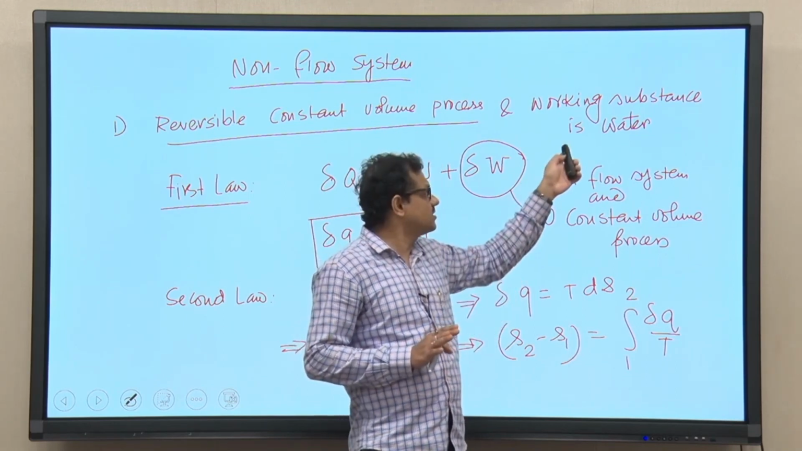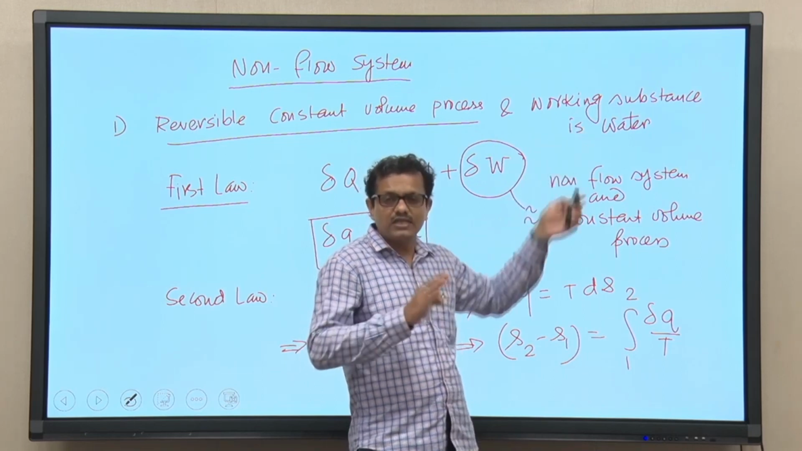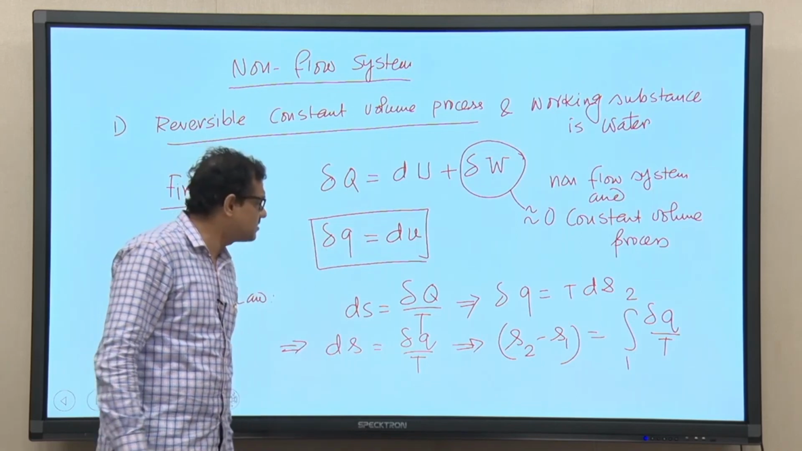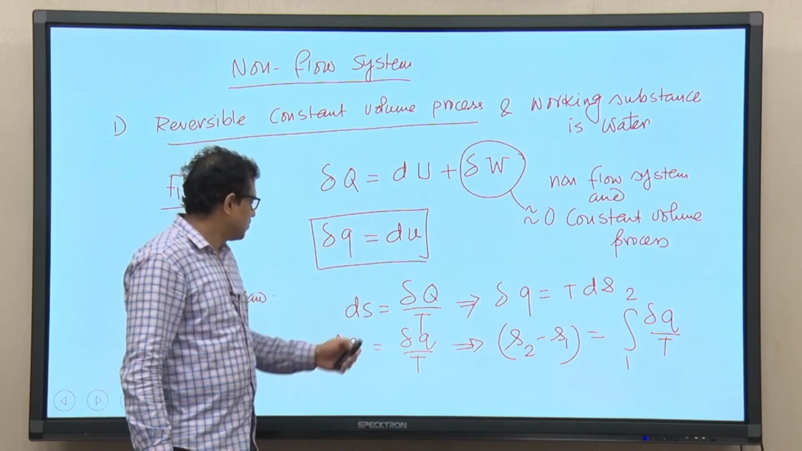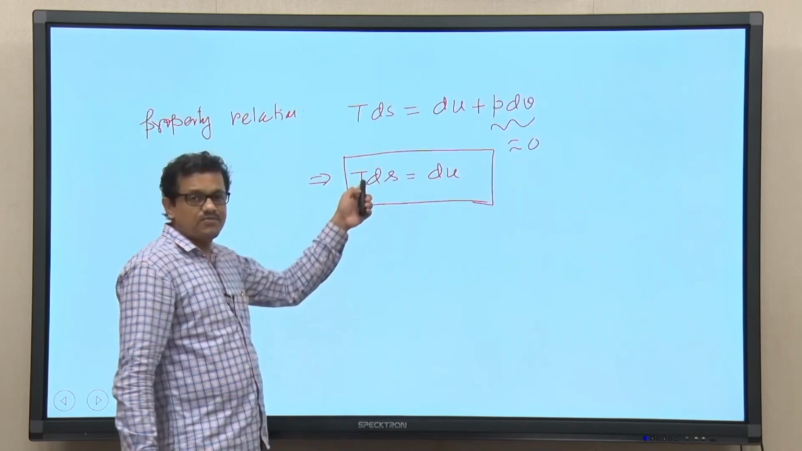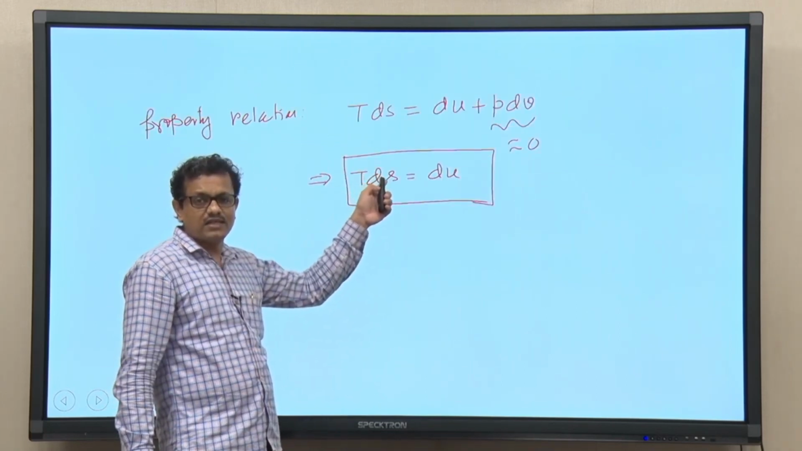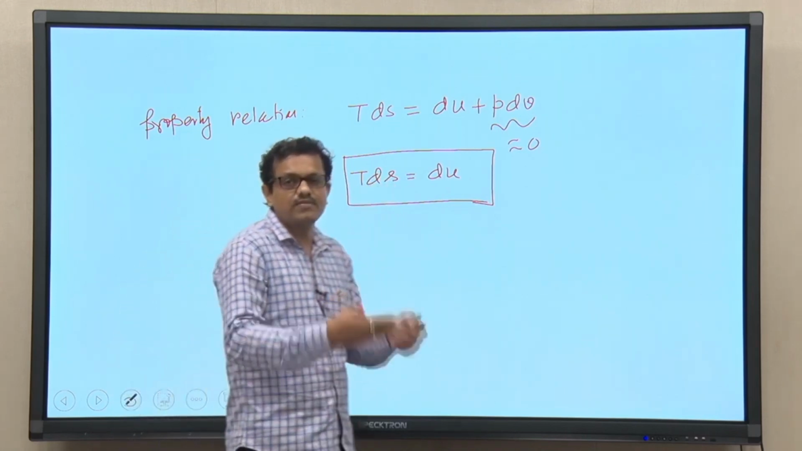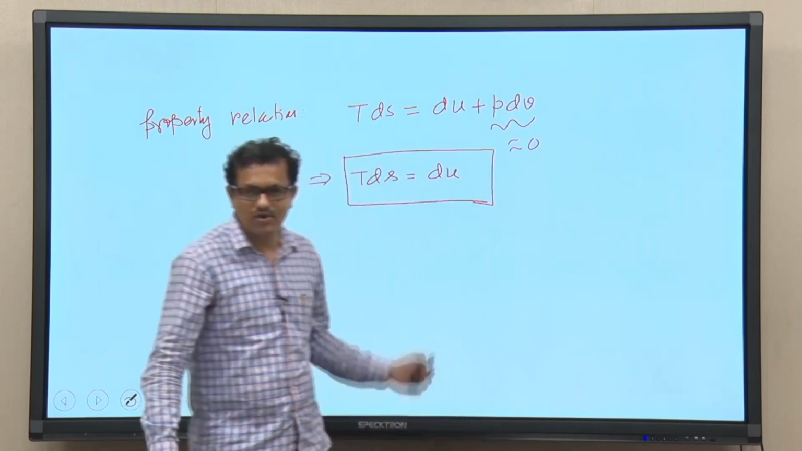If the working substance is not water, if it is air, we shall discuss it again when we shall be discussing different mechanical cycles, but for the time being, basically this is the first law, this is the second law, this is the property relation. You can't say that this is an additional equation, this is essentially the equality of the combined first and second law, that is what you have seen.